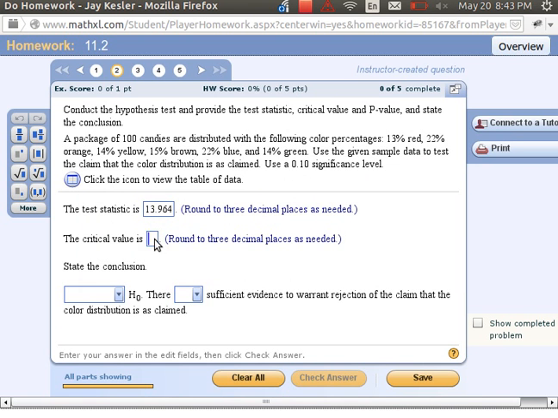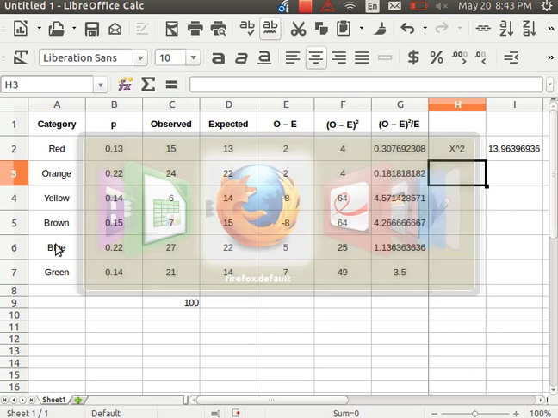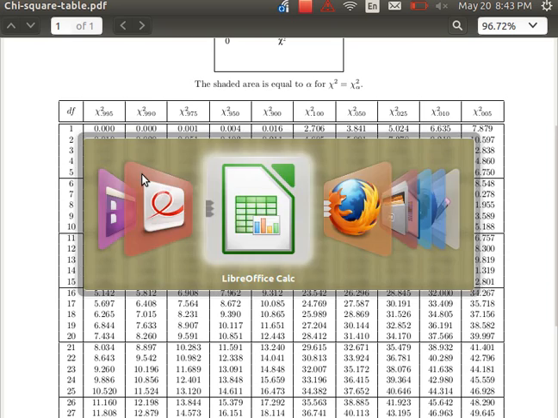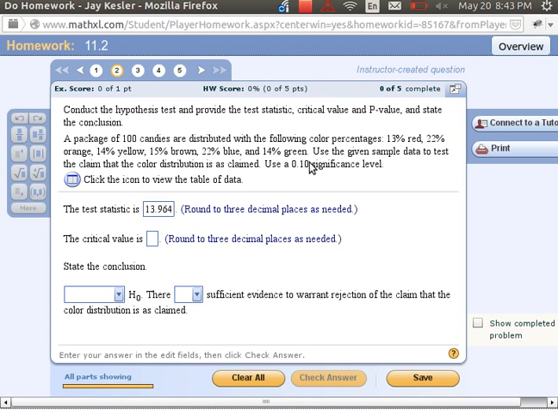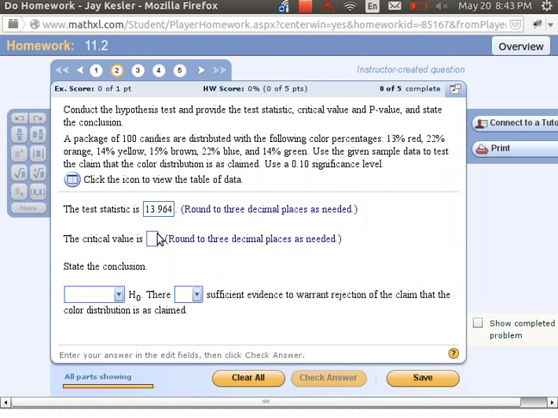The critical value we're going to get from the chi-squared distribution table. But first we need to note that there are 6 categories, so our degrees of freedom are the number of categories minus 1. So we're going to be in the 5th row on our chi-squared distribution table. I've forgotten what the significance level is, so let me go back to the problem. We're going to use a 0.1 significance level. So in the 5th row, go over to the 0.1 significance level. Looks like we're going to have 9.236.